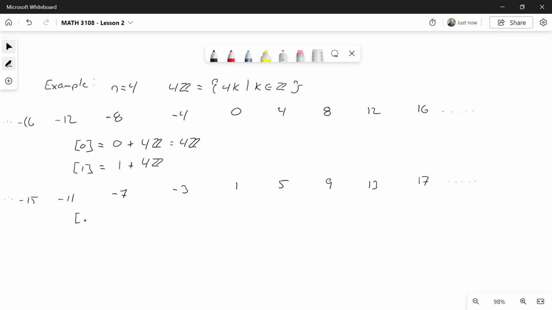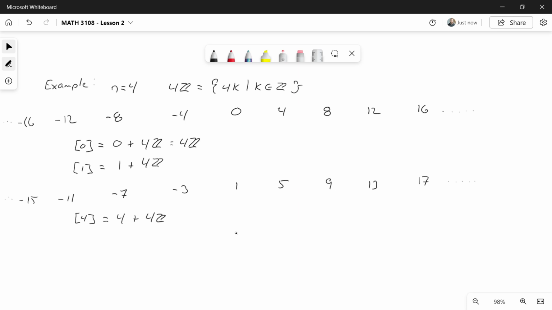Let's do one more. Let's say 4, the congruence class of 4 mod 4. In coset notation, this would be 4 plus 4Z. And what would this look like? Well, the set would look like what we have above here, except again, I'm adding 4 to each element.